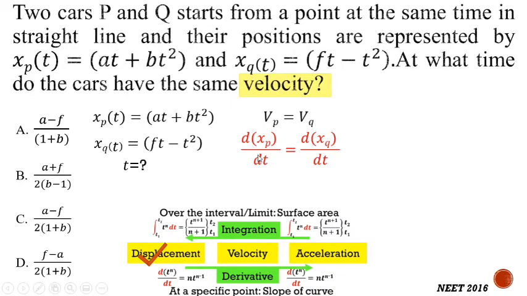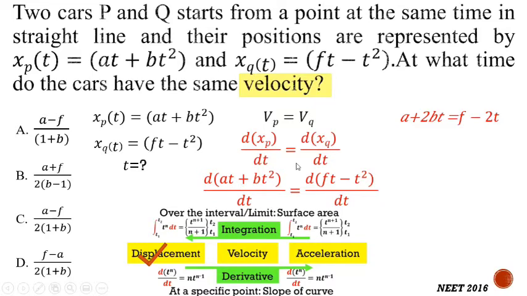So the derivative of xp divided by dt and the derivative of xq divided by dt is nothing but the velocity of P and Q. So the xp value is nothing but at plus bt square, it is written over here, and the xq value is nothing but ft minus t square, that is written over here. To find the derivative we multiply with the power and reduce the power. So here the power is 1, so 1 is multiplied, and reducing the power by 1 will give t raised to 0. So ultimately it becomes a.